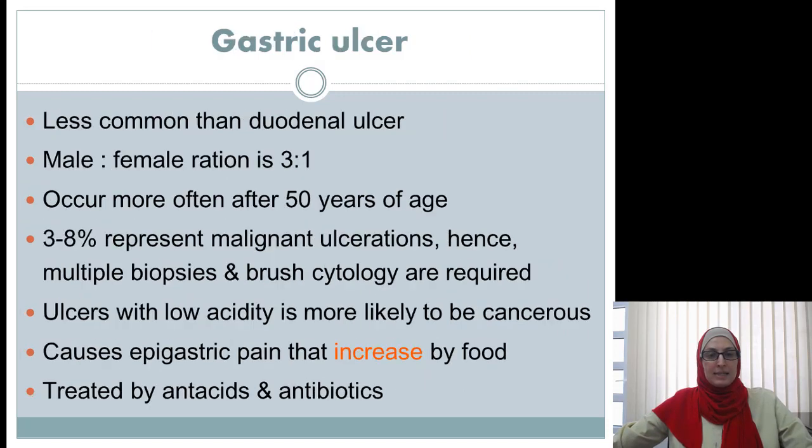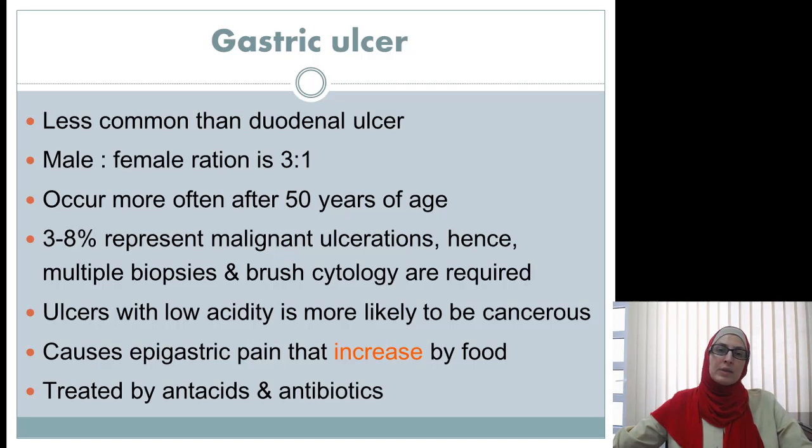Right, and the gastric ulcer is less common than duodenal ulcer. About three quarters of the peptic ulcers are actually duodenal ulcers. Only one quarter of the peptic ulcers are really gastric ulcers, because, as I said, the stomach is already prepared to receive this amount of acidity.